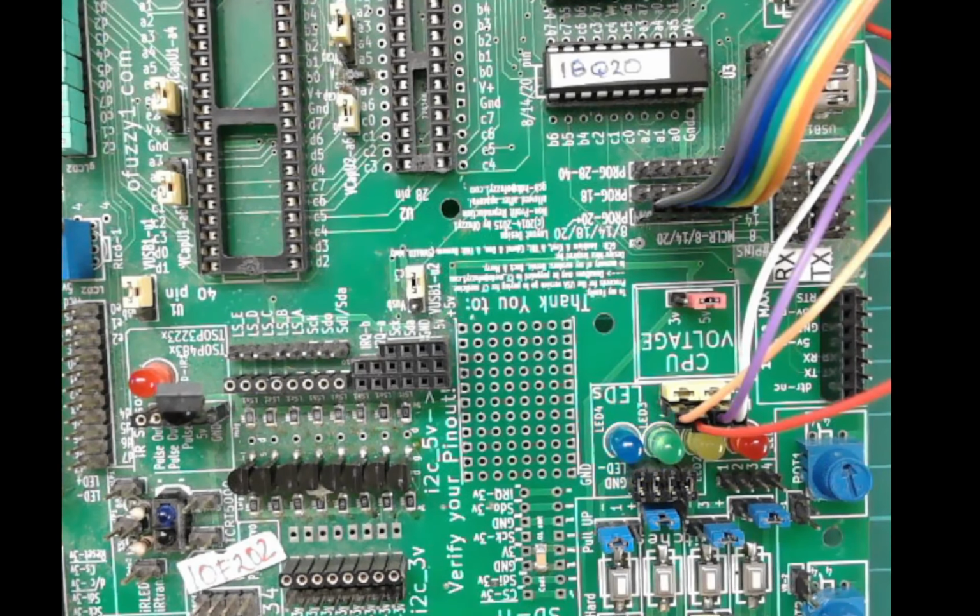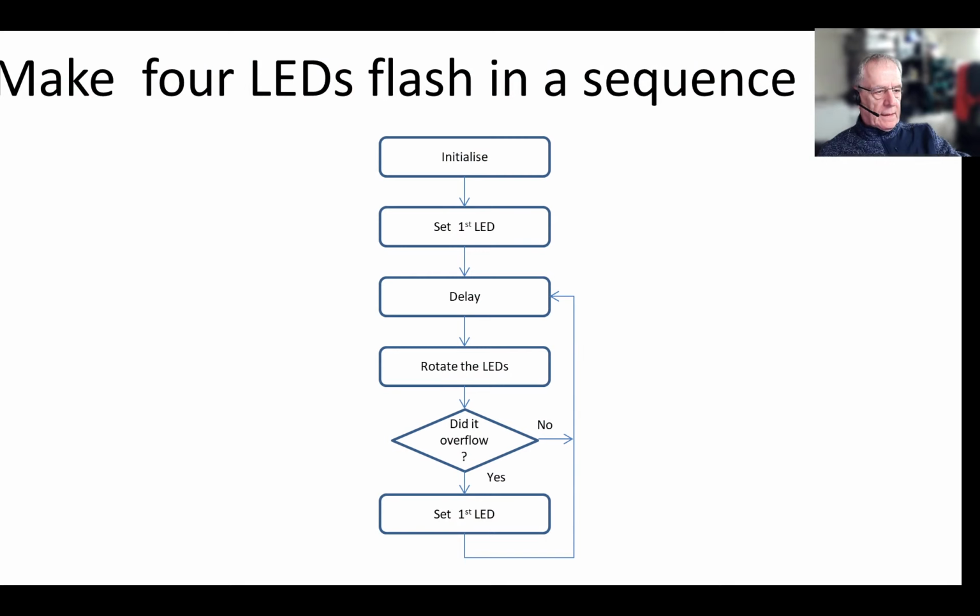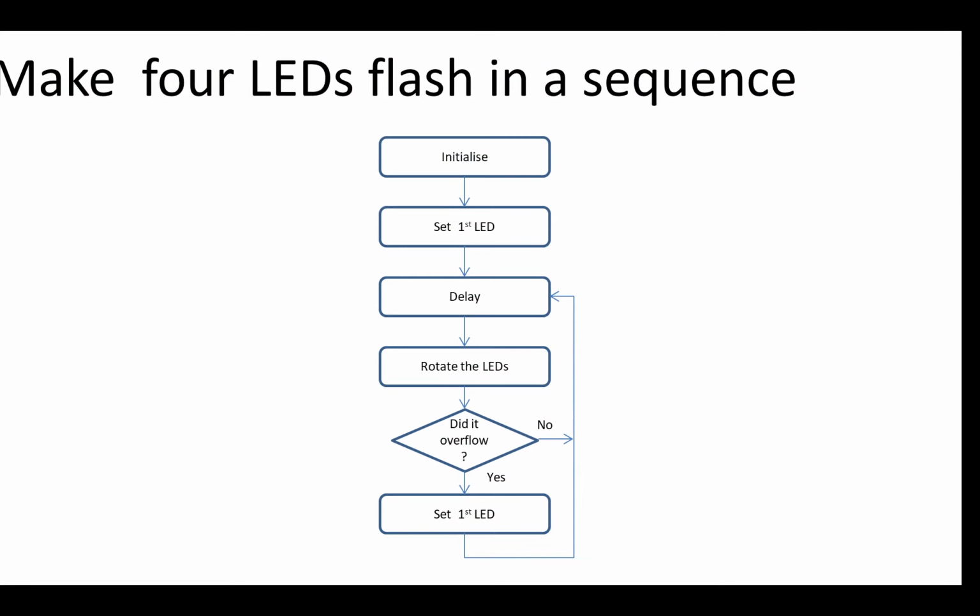So what we're actually going to be doing, I'll go back to the PowerPoint, is we're going to make these LEDs flash in sequence, and we're going to initialize it. We're going to set the first LED, then we're going to have a small delay, and then we're going to rotate the LEDs to the left. Okay, I'll explain that in a moment. And we're going to figure out whether it overflowed, whether it set a particular bit in the microcontroller, and if it did not, it will just loop back and do it all again. And if it did overflow, it will then reset the first LED and proceed again and go around. So we're just going to see the LEDs rotate in sequence.